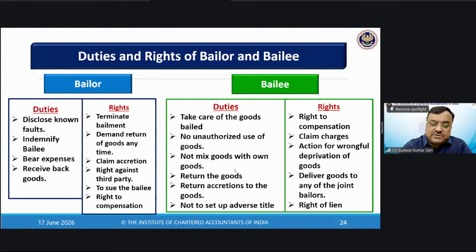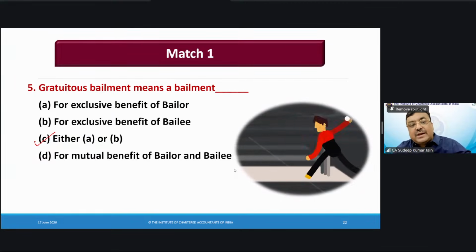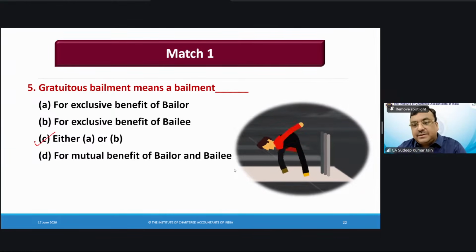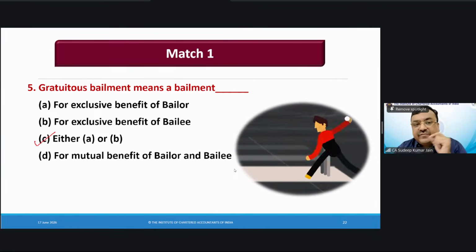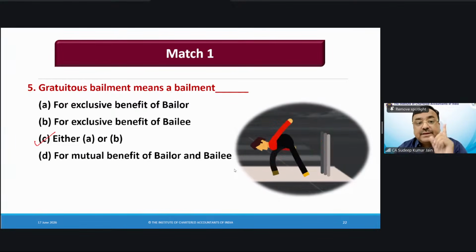Sir, in fifth question, why either A or B? So gratuitous may be for the benefit of bailer or for the benefit of bailee. If it is for the benefit of both, then it is non-gratuitous, beta. Sandeep, clear हुआ? Is it clear to you or not? Should I repeat? If it is for the benefit of either bailer or bailee, only one party, then it is gratuitous.